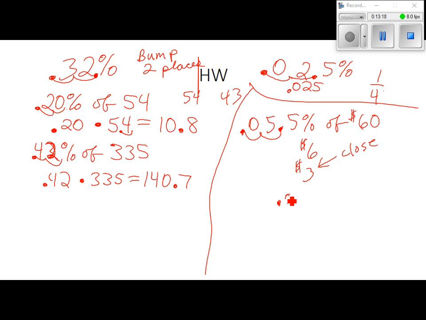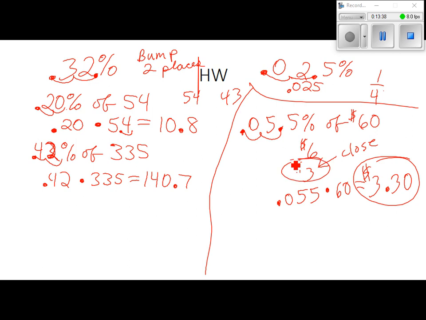So on your calculator, what's 0.055 times 60? 3.3. What are we going to do with that? Put a 0. So it's $3 and when I said estimating $3, was I pretty close? Yeah. Be able to do stuff like that, you shouldn't have to have a calculator with you all the time. You should be able to have some idea.